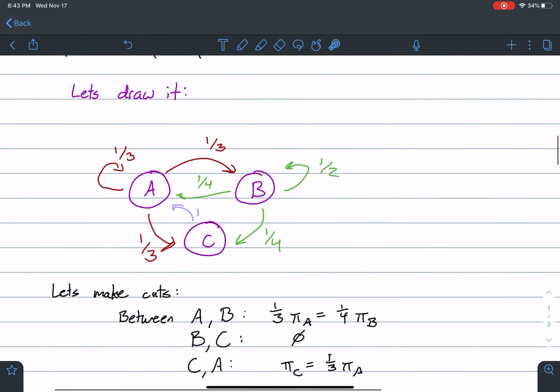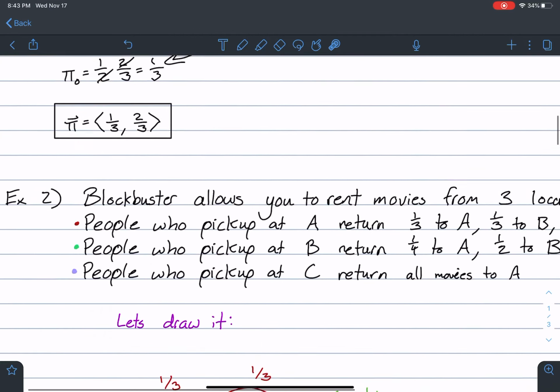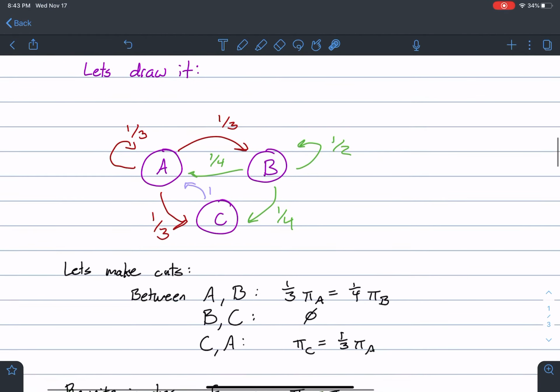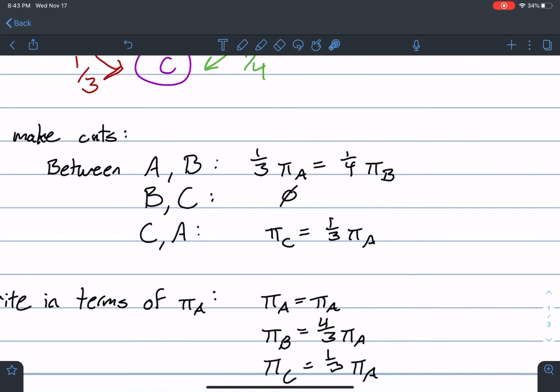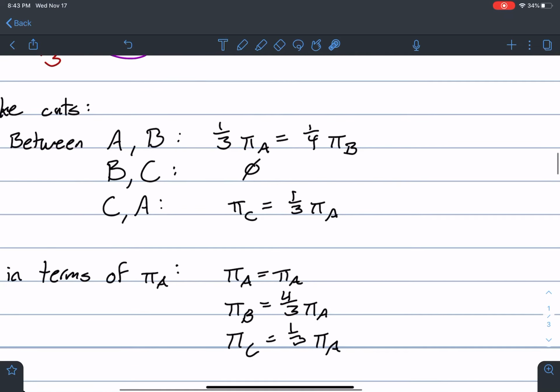In the first scenario we didn't need to do this, but we need to do this in most scenarios, which is writing it in terms of a specific pi. So let's write it in terms of pi A. If we rearrange this, pi A is obviously equal to pi A. That's just obvious. Now, pi B is equal to 4/3 pi A, which is rearranging this. And pi C is equal to 1/3 pi A, which is just not even touching that one.